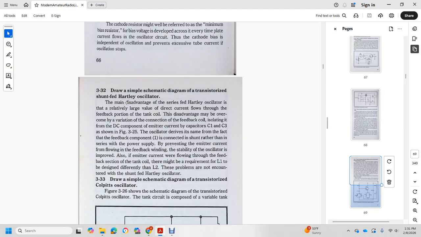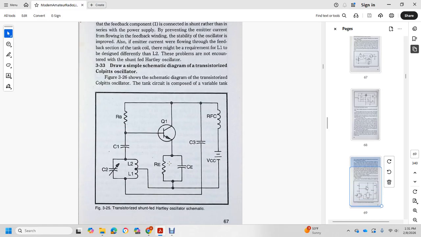This disadvantage may be overcome with a variation in the connection of the feedback coil, isolating the DC component of the emitter current with capacitors 1 and 3, as shown in figure 325. The oscillator is derived with the name of the feed component 1 connected in shunt rather than in series with the power supply, preventing emitter current from flowing through the feedback winding and improving the stability of the oscillator. With emitter current no longer flowing in the feedback section of the tank coil, there might be a requirement that inductor 1 be designed differently. Inductor 2 is a possibility to encounter in the shunt-fed Hartley oscillator.